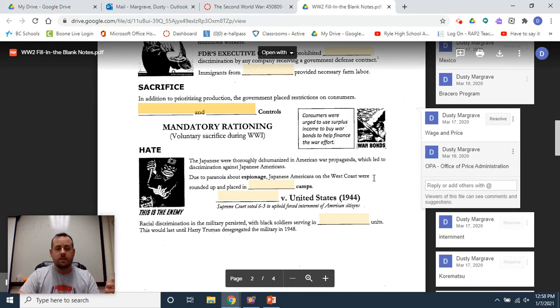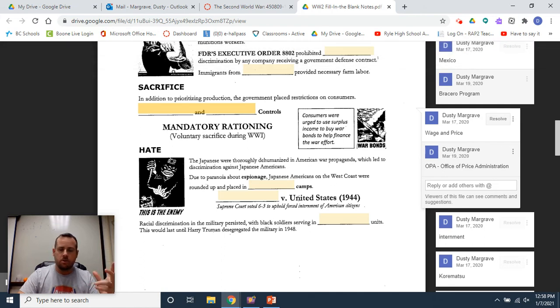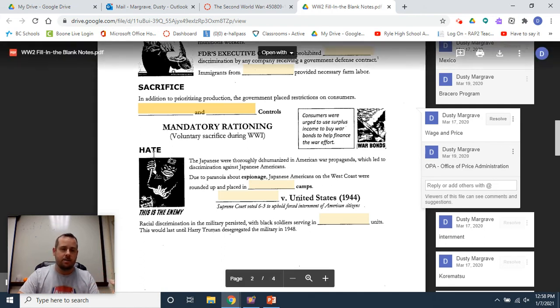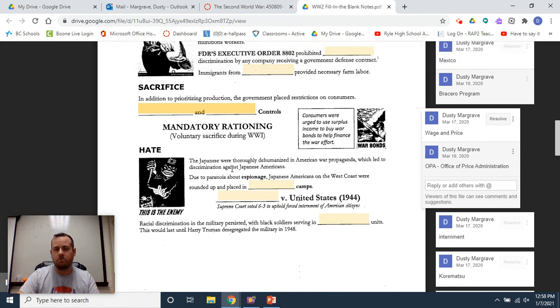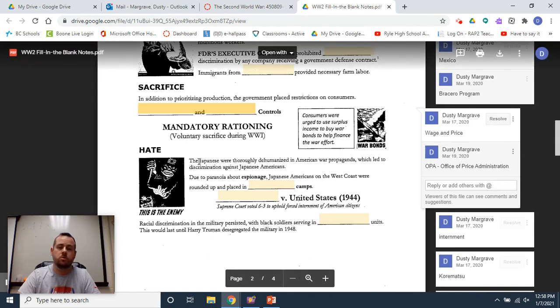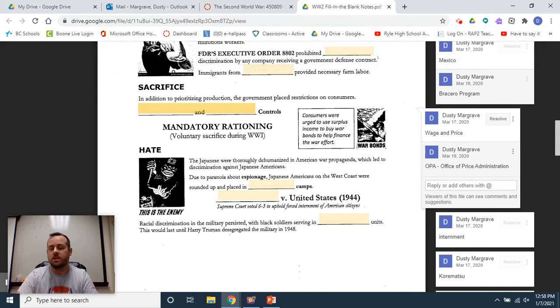And the last thing that I want to talk about as far as the war's impact on the home front is, it says hate here on this handout, but this is really talking about race and prejudice and discrimination. We went to war against Japan, but there were hundreds of thousands of Americans who had Japanese ancestry. We had Japanese immigrants coming to America for years, and we had first generation, second, third generation Japanese Americans that lived in our country. During World War II, there were some terrible things done to people of Japanese ancestry.